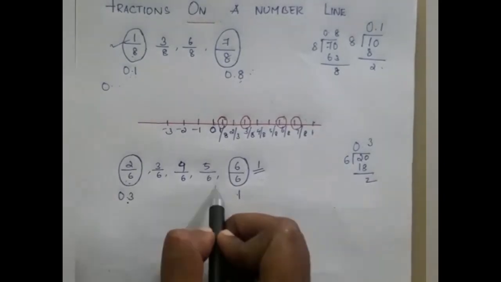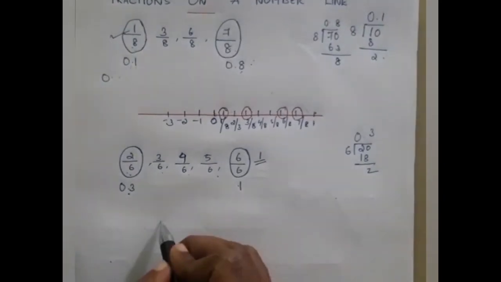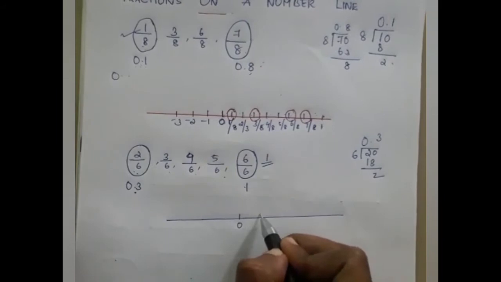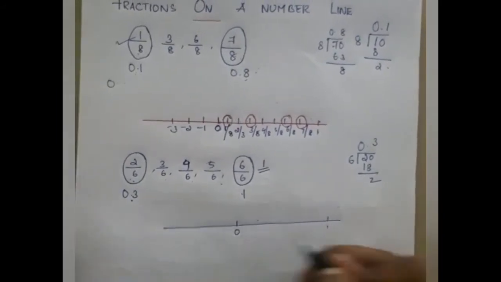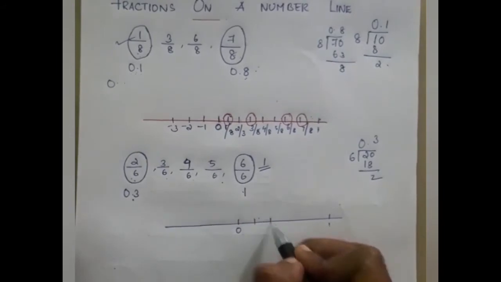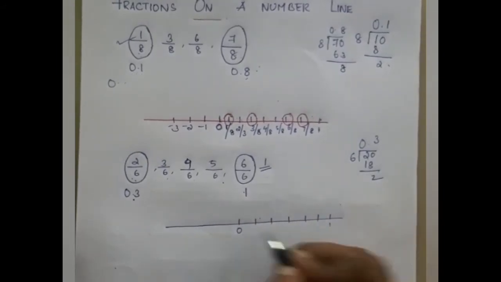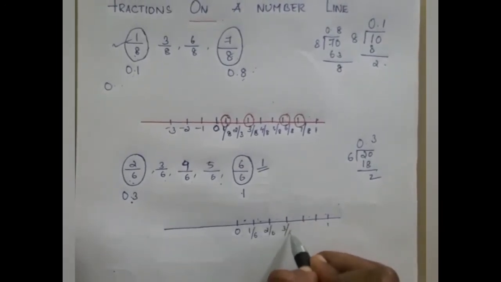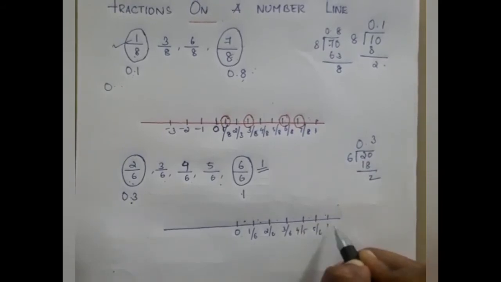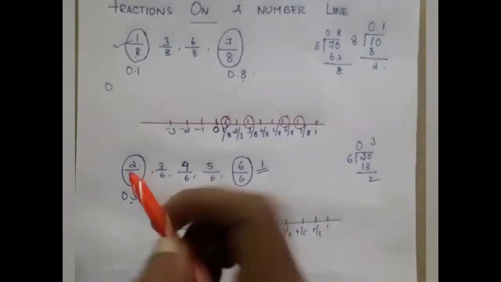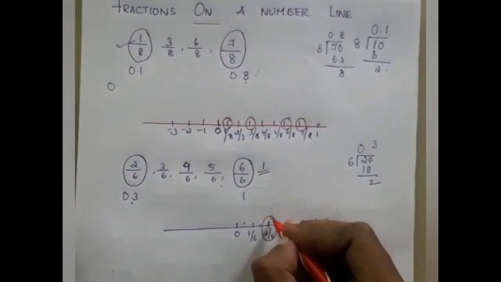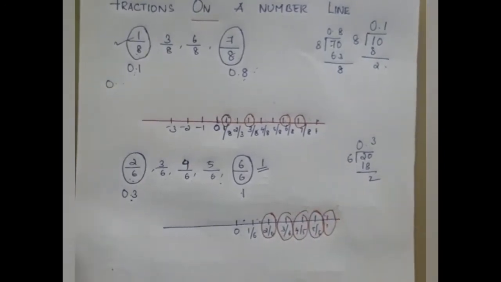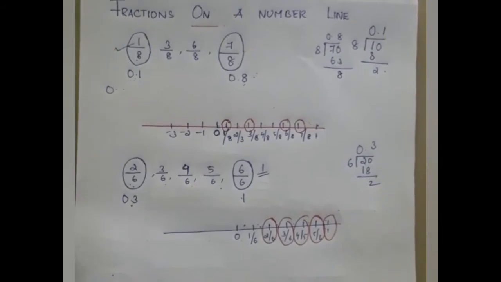Because the denominator is 6, we draw the number line and divide it into 6. For example, if I draw roughly, if this is a number line, 0, and you are dividing it into 6 equal parts from 0 to 1, 1, 2, 3, 4, 5, 6. So this is 1/6, 2/6, 3/6, 4/6, 5/6, 6/6, it is 1. So you have to represent first 2/6 on a number line. This is 2/6, 3/6, 4/6, 5/6, and 6/6 is 1 itself. Okay, so this is how you are representing fraction on a number line.